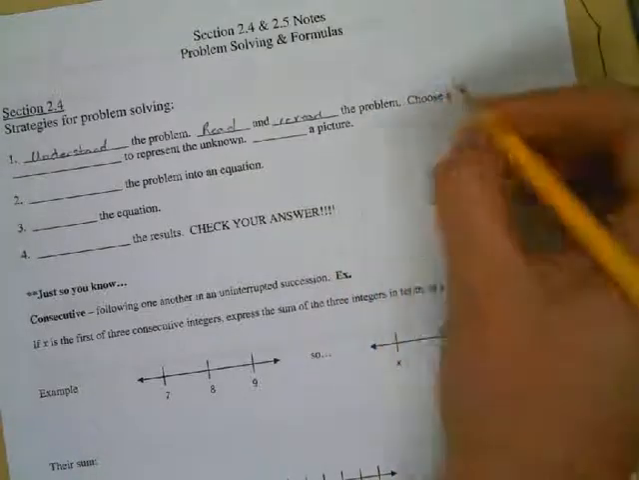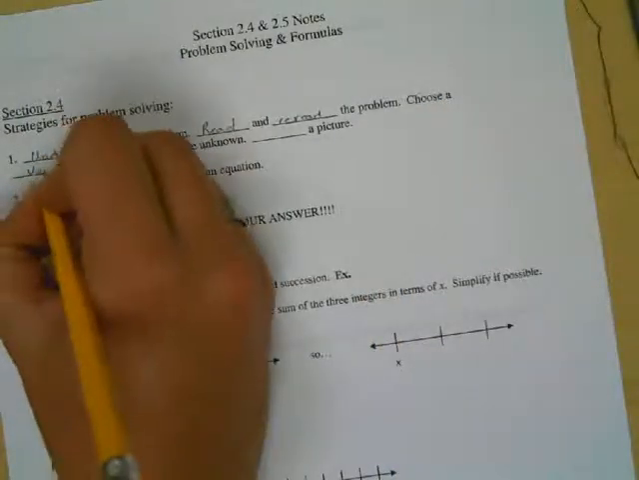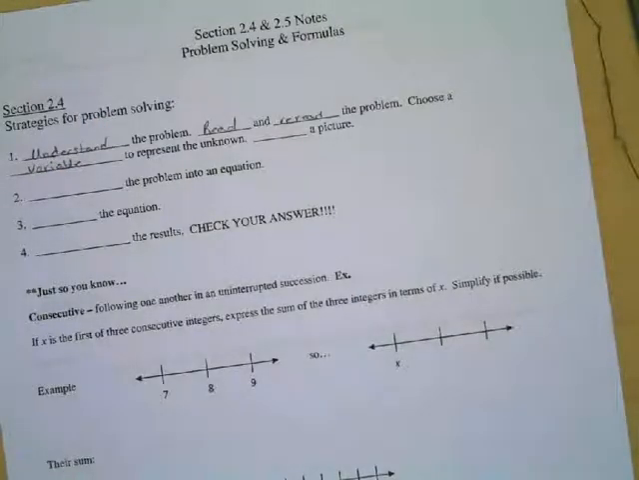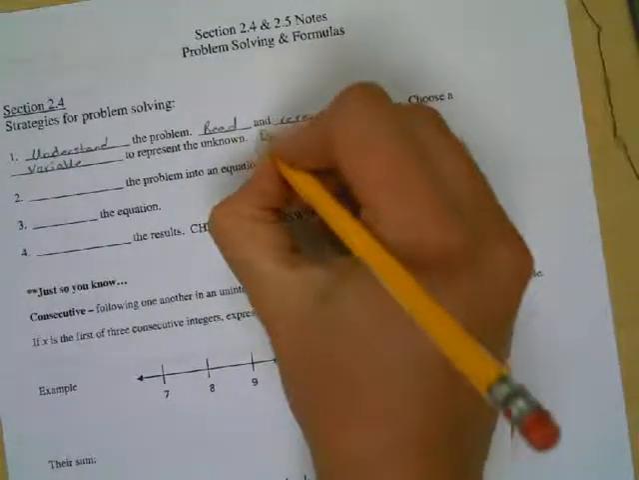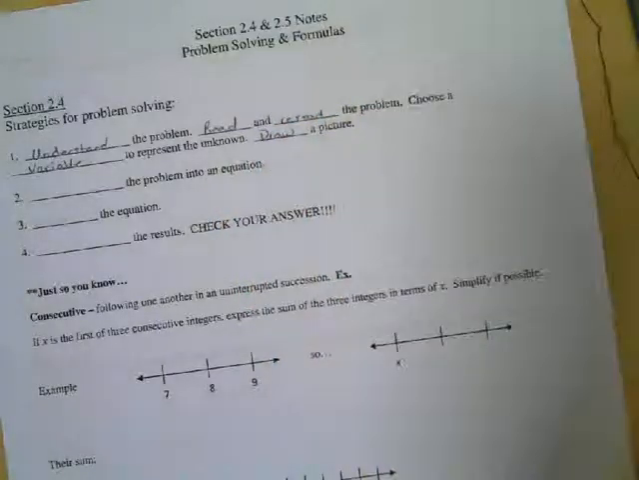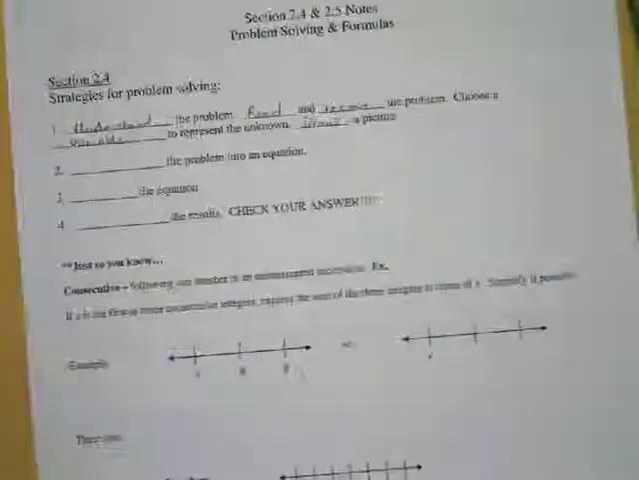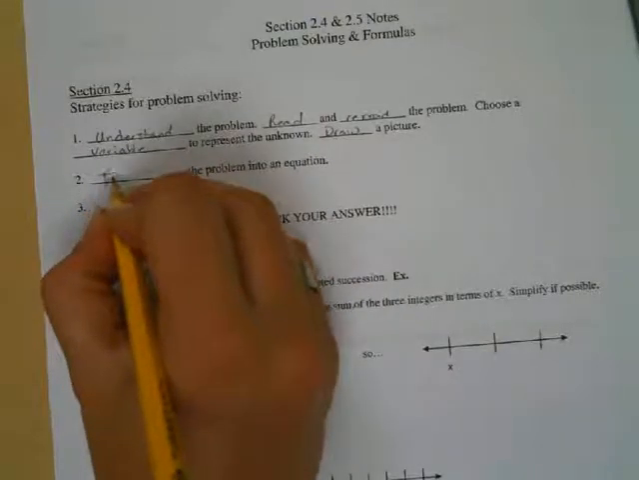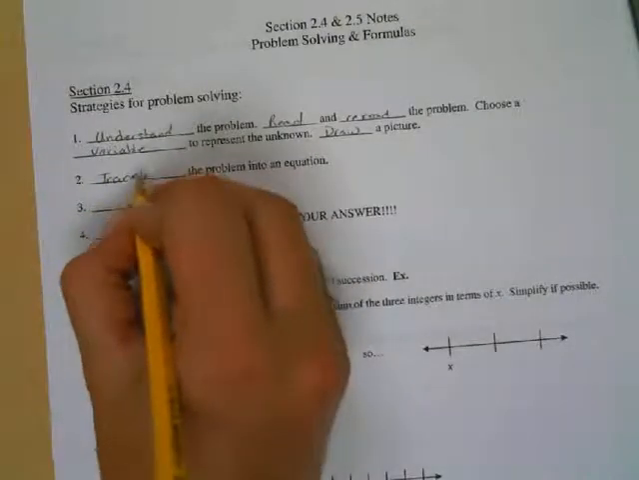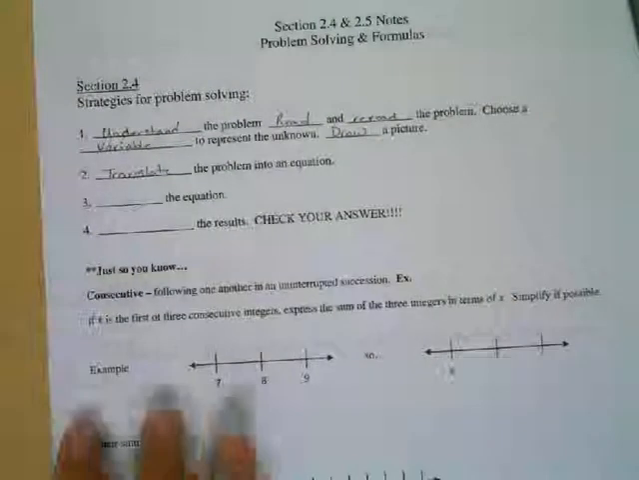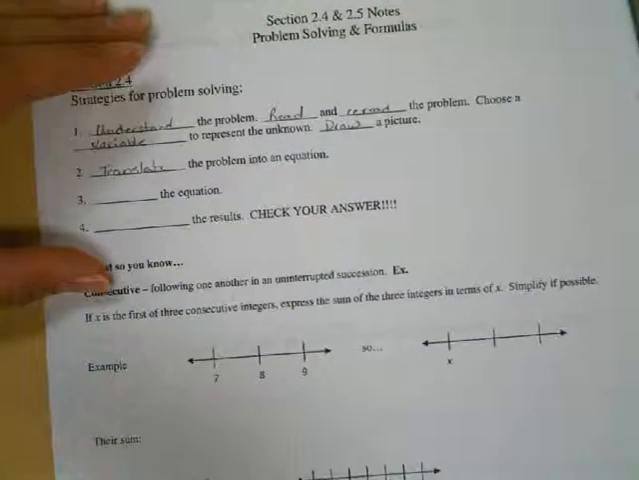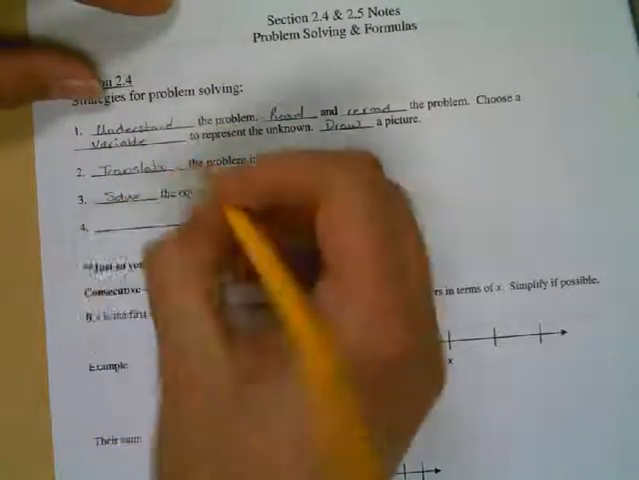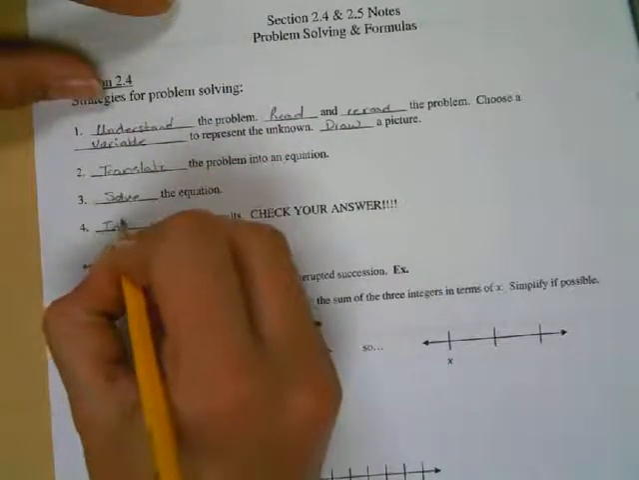Then we need to choose a variable to represent the unknown. With that we need to draw a picture if we possibly can. You won't always be able to do that, but if you can, you need to draw a picture. Then after that we want to translate the problem into an equation and solve that equation, followed by interpret.